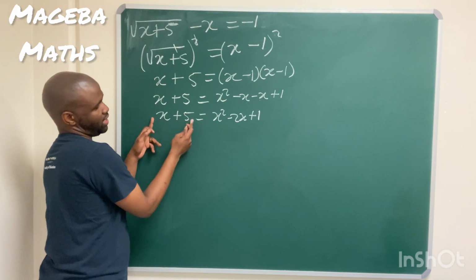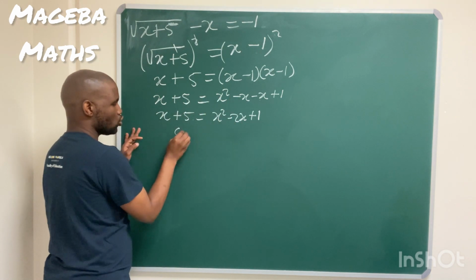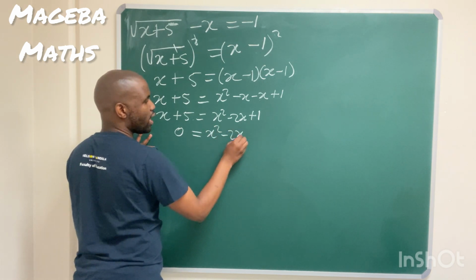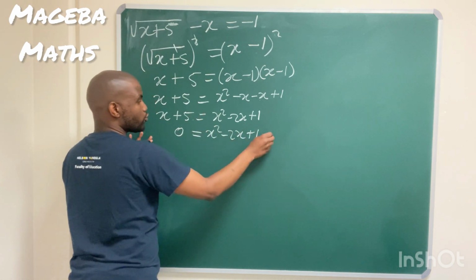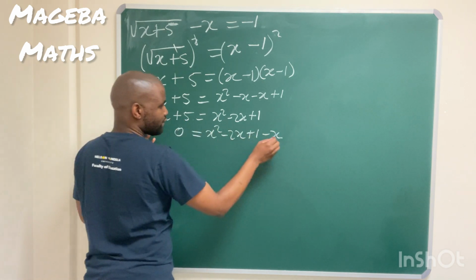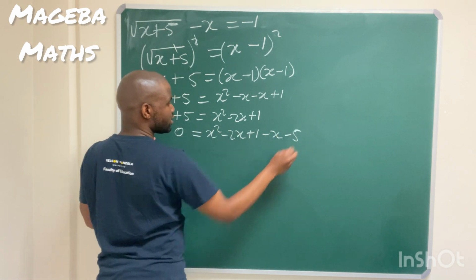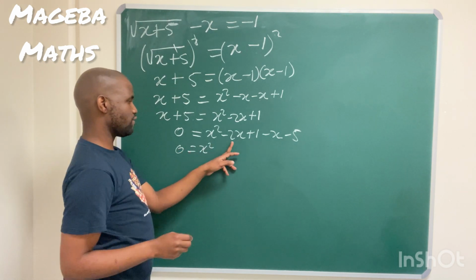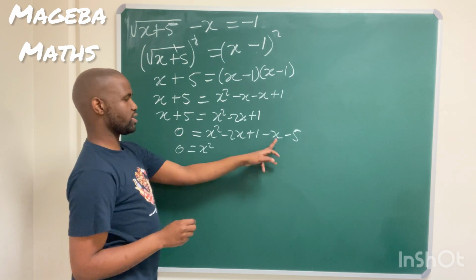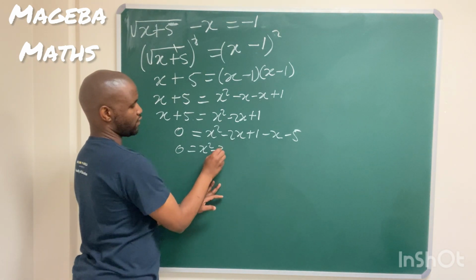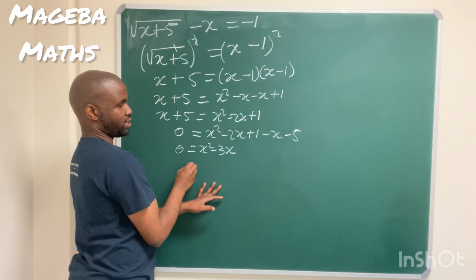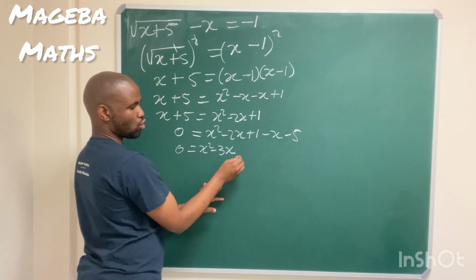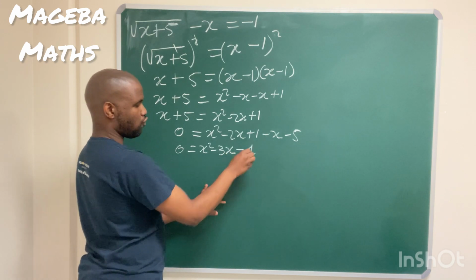And then we take this x plus 5 to the other side. It's going to be 0 here, and then x squared minus 2x plus 1. x is going to be negative x, and this 5 is going to be negative 5. And then 0 equals x squared. We have negative 2x and then minus x, which gives us negative 3x. And then we have this positive 1 and negative 5, which gives us negative 4.